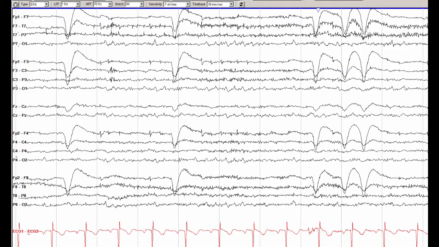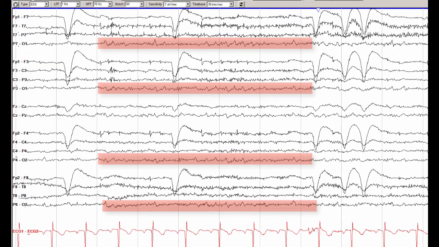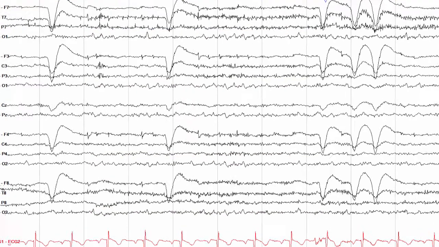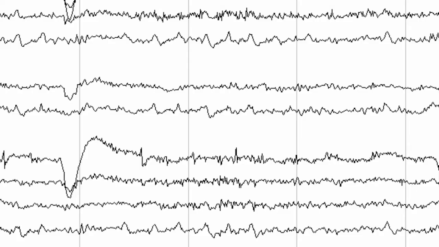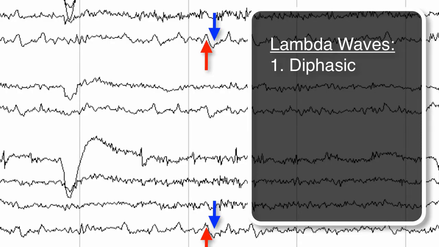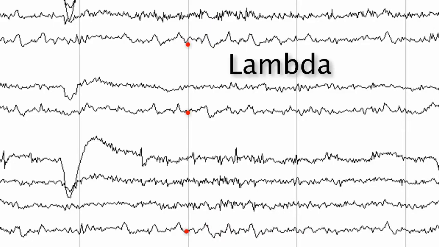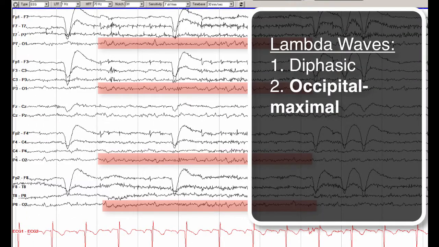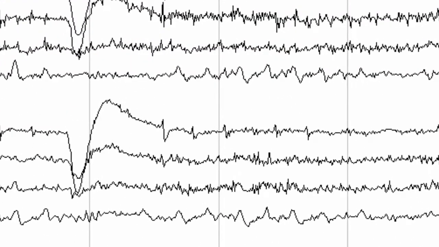The lambda waves can be seen throughout this epoch in the posterior head regions, shown here. If we look more carefully at these lambda waves, we can see that they are fairly simply configured with 2 phases. Therefore, we would call them diphasic. Superficially, they resemble a Greek letter lambda, which is how they get their name. Second, we can see that they are maximal in the back of the head. Third, we can look carefully at their polarity.